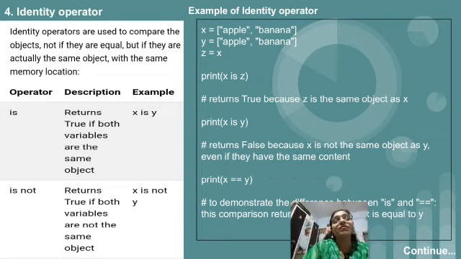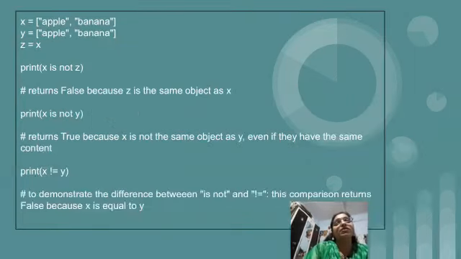Is will check whether we have assigned one object value to another or not, and in the case of the equal to operator it will check not the name of the object but whether the content is same or not. So this is the difference between is and equal to operator.